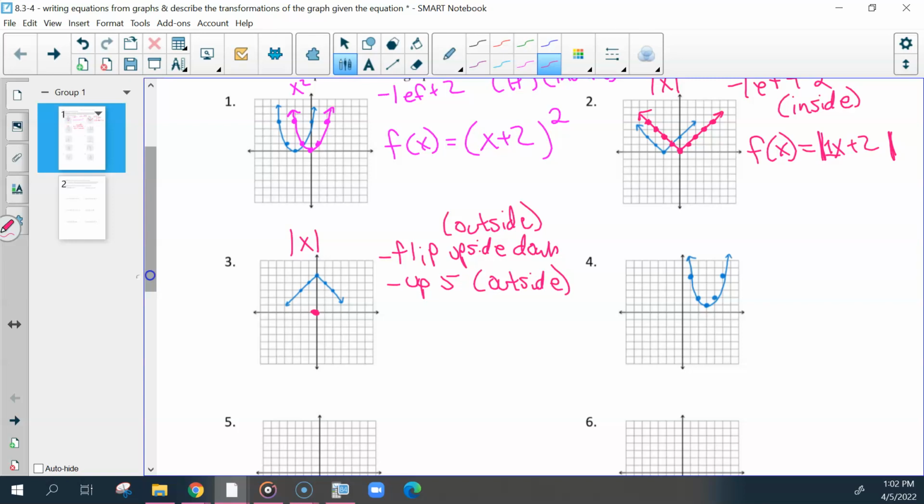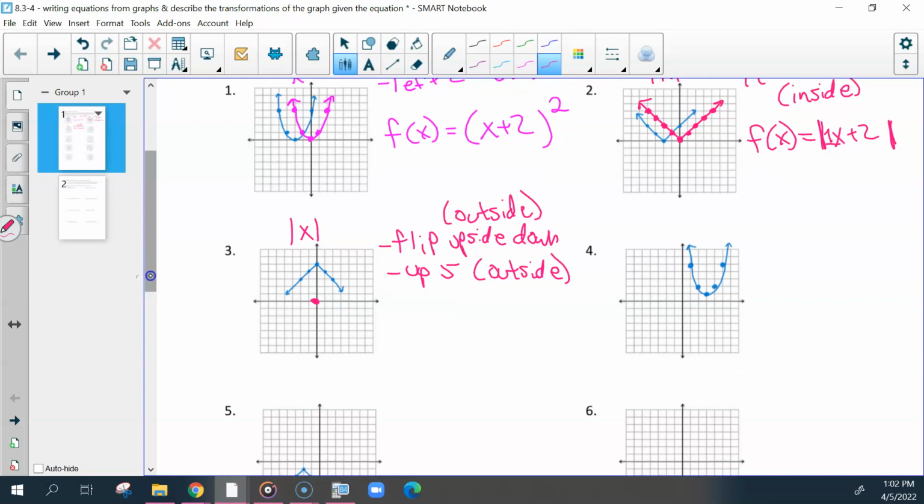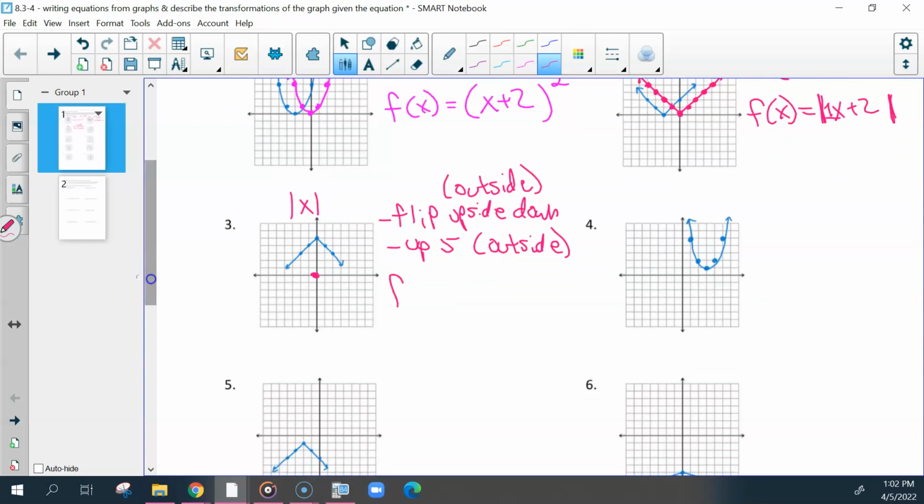So now that we know the two things that happen, this is going to start off f of x. You could also put y equals, those are the same thing. The flip upside down is your reflection. That's the negative on the outside. So this would equal a negative. Then you have your absolute value of x. Up 5, how would we write that? Plus 5. Outside of the absolute value bar.